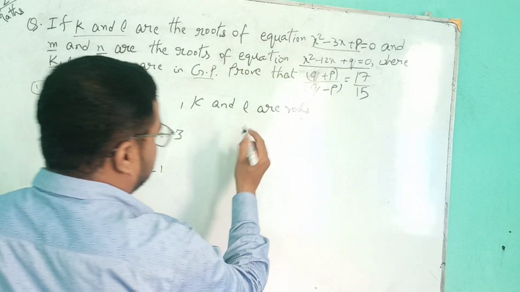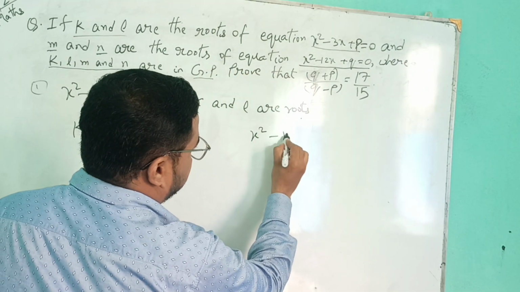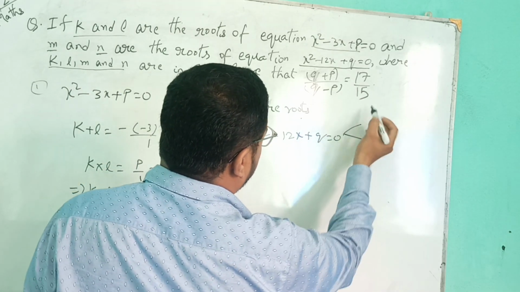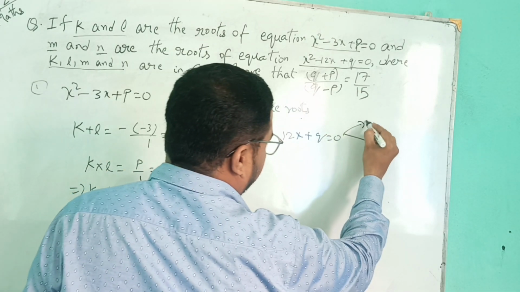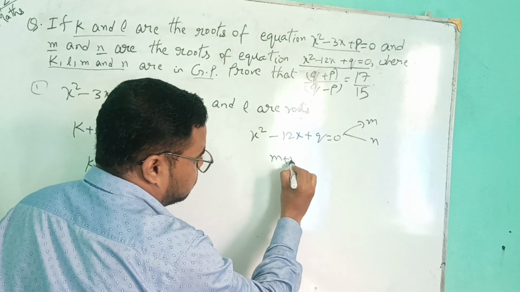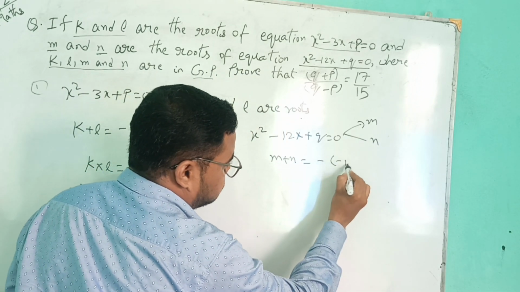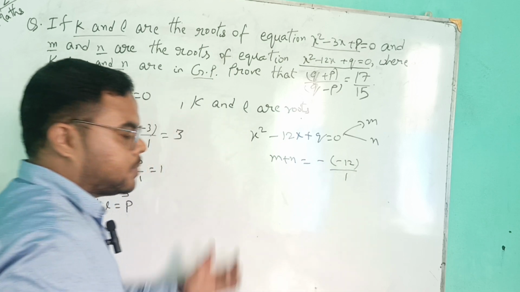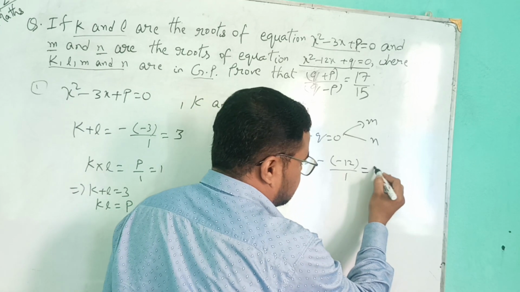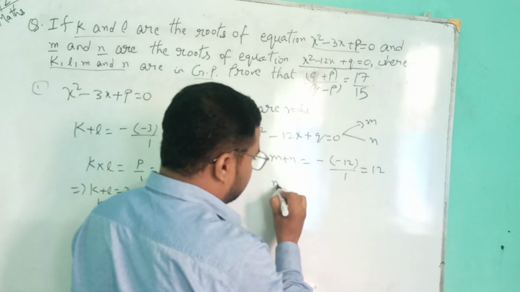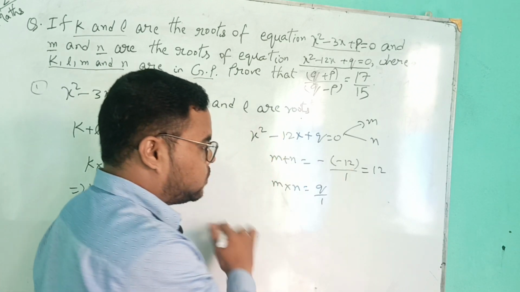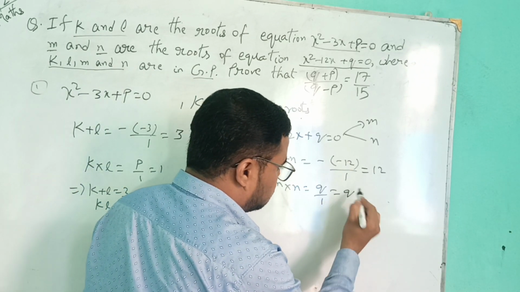Now we will consider the second equation: x square minus 12x plus q equal to 0. It has two roots, m and n. Then m plus n will be equal to minus of minus 12 by 1, as we know, minus b by a. Here there is already a minus, so minus into minus equals plus, equal to 12. Now m into n will be c by a, here a is 1, equal to q.